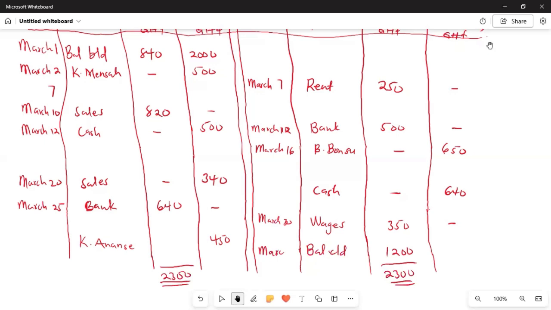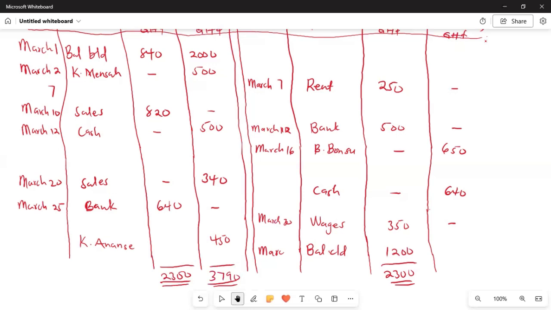Now we do the same for the bank column. So for the bank column, we add the debit side and add the credit side. We balance. Balancing means we have to make both sides the same. Once one side is higher than the other, we find the difference and we add the difference to the one that is lower. You get it? So when we add the bank debit side, you get 3,790.